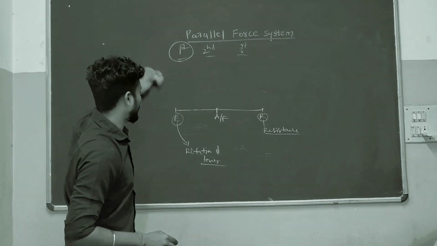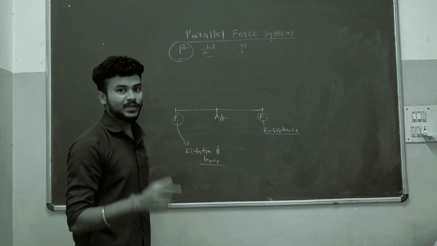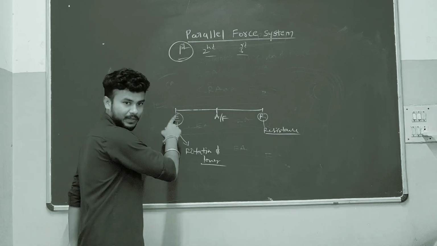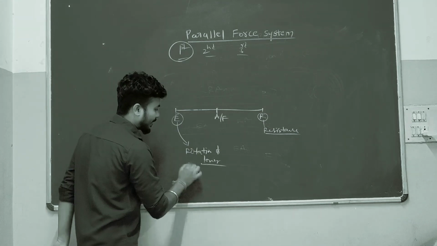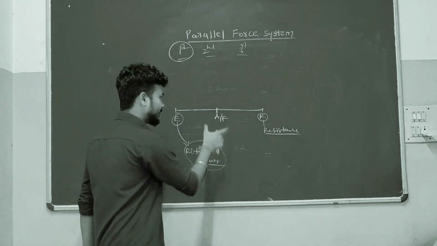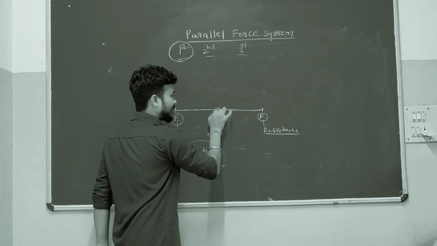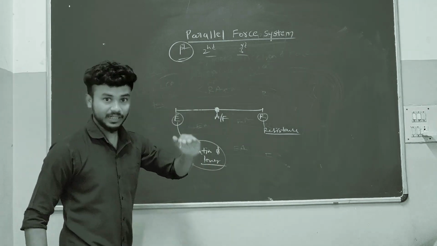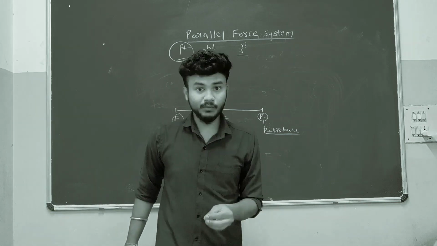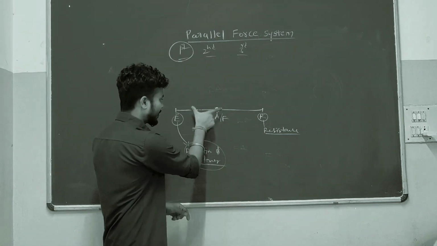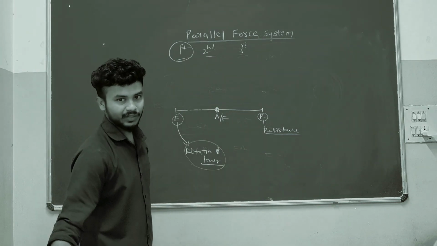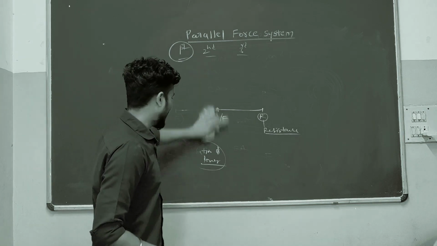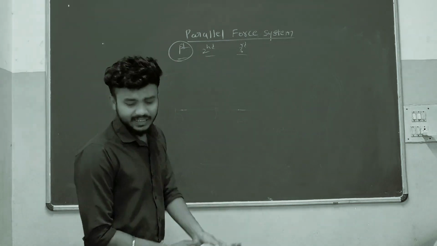So according to this basic parallel force system, what is a parallel force system? A force should be here. It has to create the rotation of the lever on a fixed axis. So this is the use of the lever. It is going to produce rotatory movement on the lever. Okay, that's it.